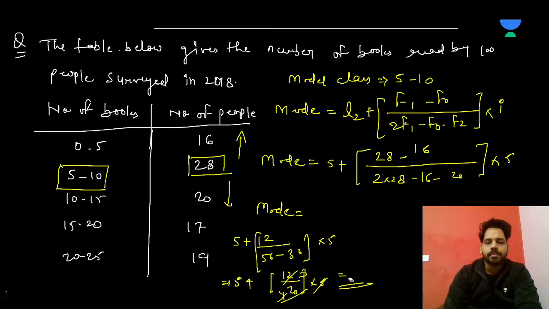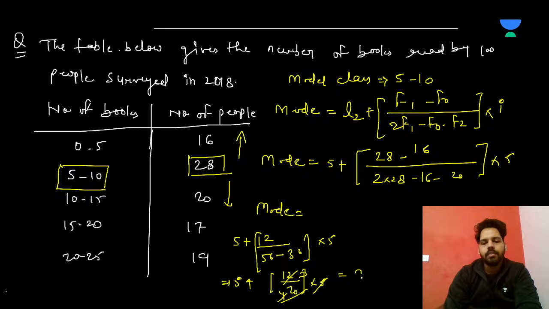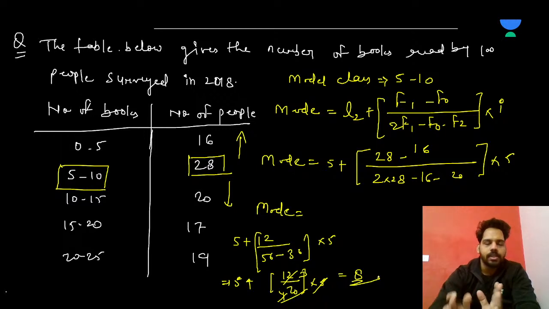Like this, you just have to put the values from the question into the formula and you will get your answer. Understand? So this is the basic concept of mode and percentile. Now I hope that you understood the difference between percentage and percentile, right?